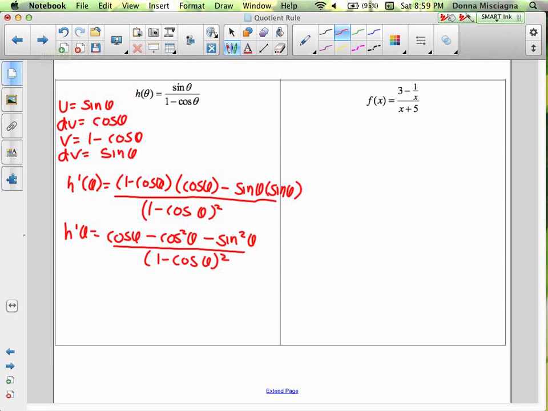Even if we were to factor out the negative, it wouldn't really help us because it's being added to cosine theta, I think. That'd be it. It's too bad we can't do anything with that cosine squared theta and sine squared. Can we? You know what? I think we can.